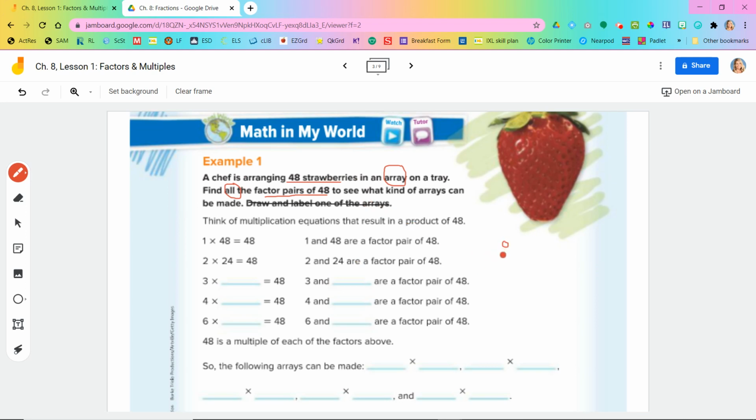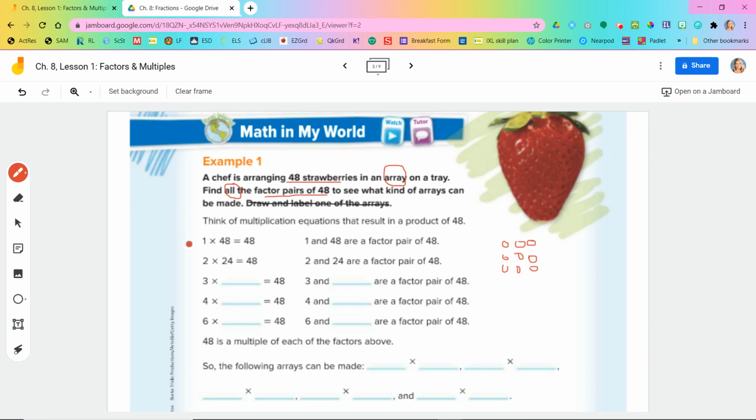Now, remember, an array is made up of columns and rows. So he is deciding how many strawberries he can put in each column and each row so that they'll still be even. He can determine how many columns and rows he can make by thinking about the factor pairs of 48. What two numbers multiplied together will give me 48? In order to know that we have discovered all of our factor pairs, there is a specific order that we can go in.